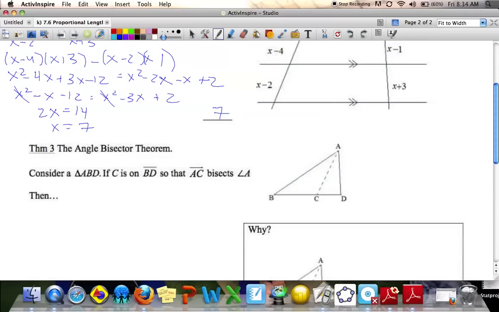Here's what's called the angle bisector theorem, and this is an interesting proof. So if we have triangle ABD, C is on BD so that AC bisects angle A. That would mean that this angle here, BAC, is congruent to CAD.